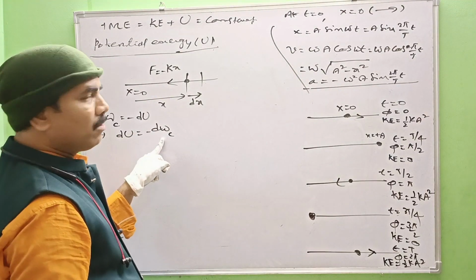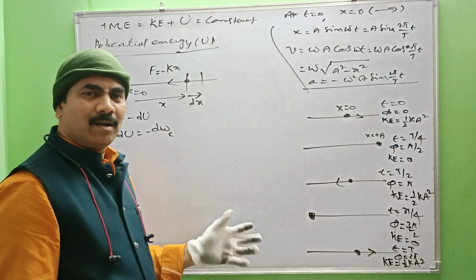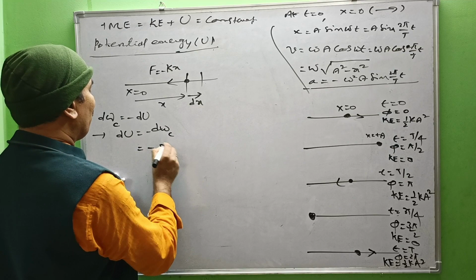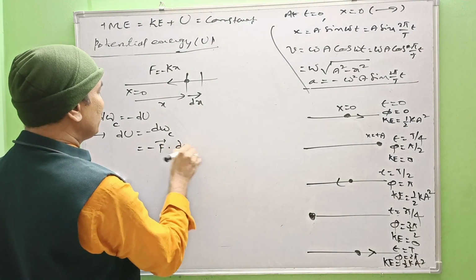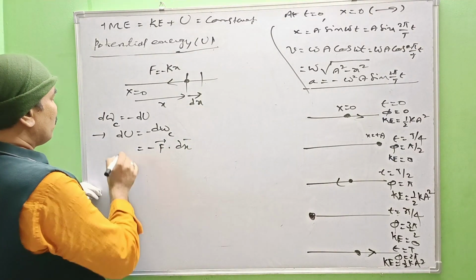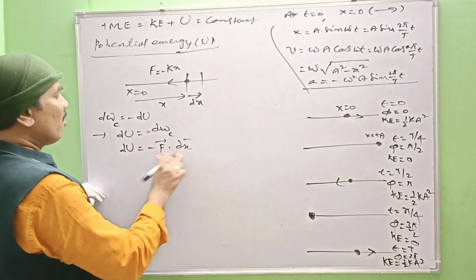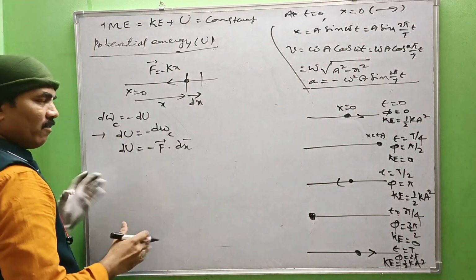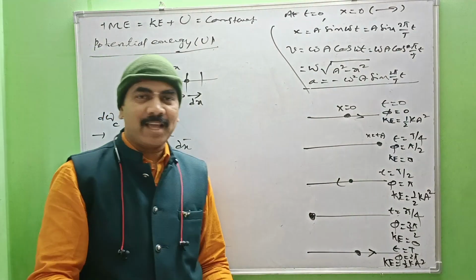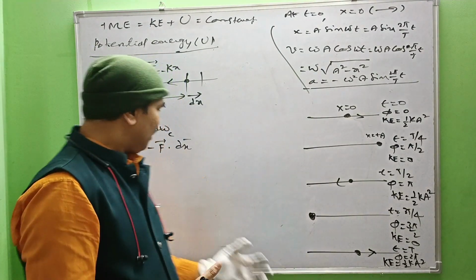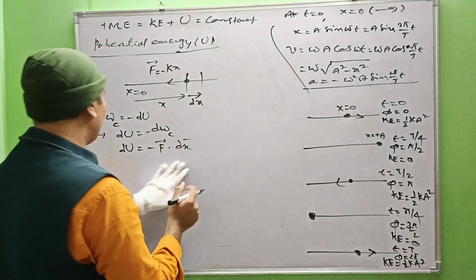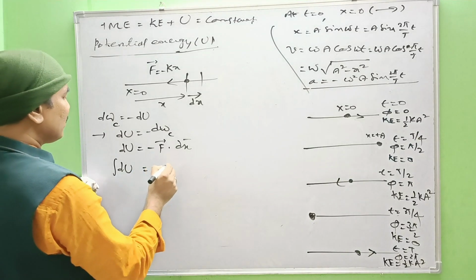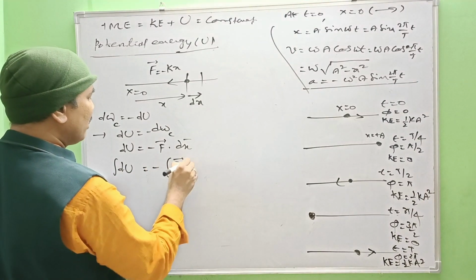Now what is dW? Work done by a conservative force equals F bar dot s bar, that is dU equals minus F bar dot dx bar, for a displacement dx. So dU equals minus F bar dot dx bar. Now if you want to get variations on a large scale, integrate the expression on either side, that is integral dU equals minus integral F bar dot dx.